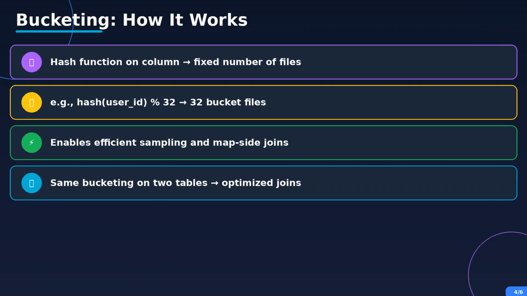Why is this useful? 3 reasons. First, efficient sampling. Want a 10% sample? Just read 3 out of 32 buckets. Second, map-side joins. If 2 tables are bucketed on the same column with the same number of buckets, Hive can join them bucket by bucket without a costly shuffle. Third, even data distribution, which avoids data skew.